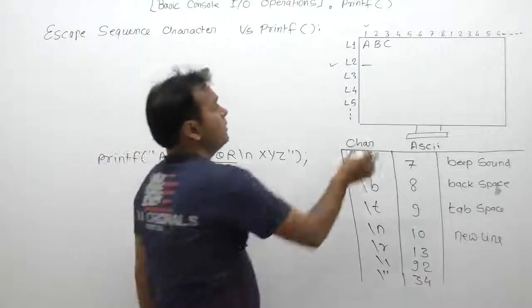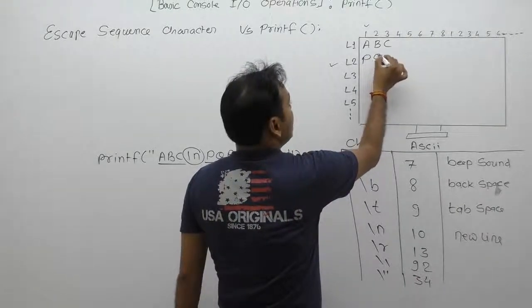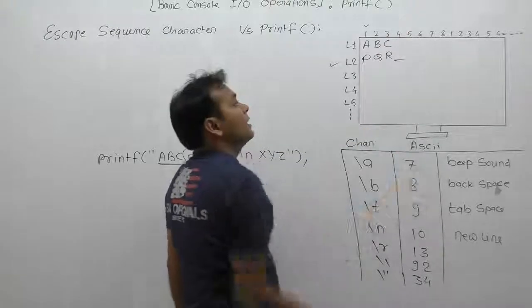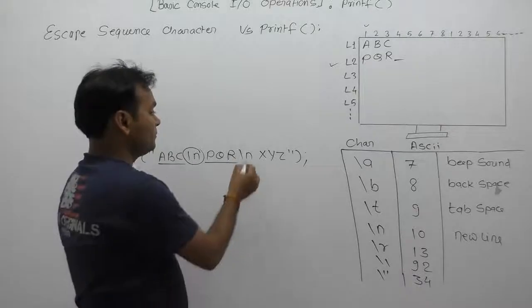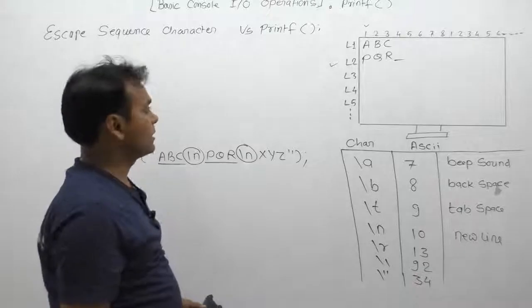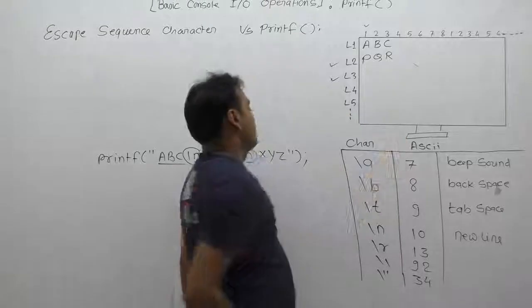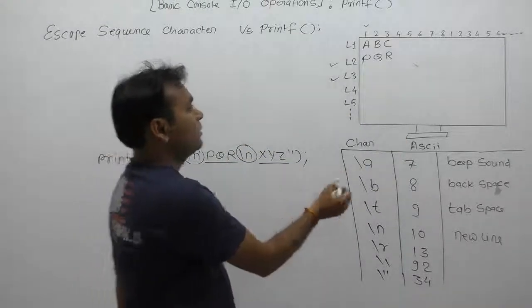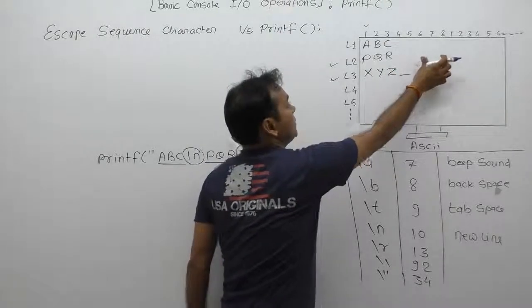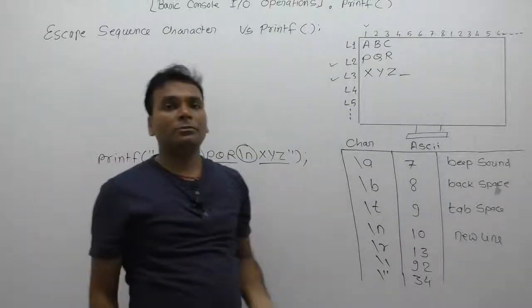PQR again is printable, therefore in the second line P is displayed. After that, Q is displayed. Next one, R is displayed. Again, the current position of the cursor is the fourth position. After that, again we find \n, the new line character. Again, the cursor will be moved to the next line, meaning the third line. After that, XYZ will be printed on the next line. XYZ, then the cursor is on the fourth position. This is the output of this printf function.